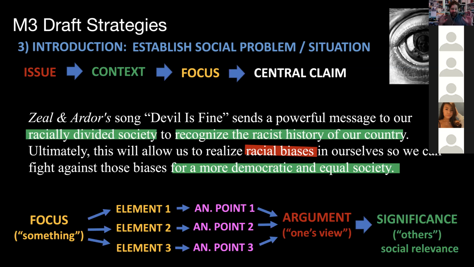So those are the contexts that I need to set up in my introduction, because those are the things my argument is really about. Yes, my argument is focused on Zeal and Ardor's Devil is Fine song, but in terms of significance and relevance, I'm really making an argument through an analysis of the song about how we should be thinking about racism differently, and how that'll help us perhaps achieve democracy and more equality in our society. So I'm also going to introduce the focus in my introduction, because I don't want it to suddenly come up in my central claim. I need to show how it's part of this whole equation.